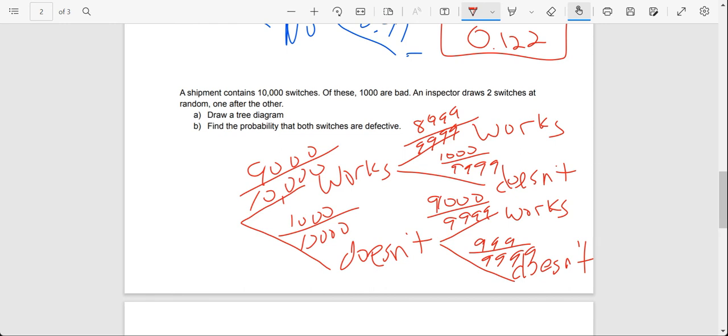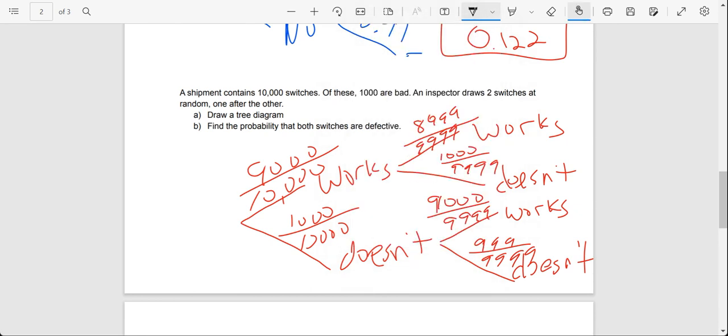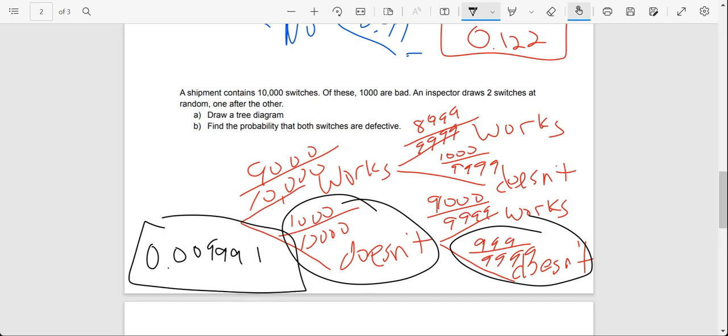So what's the probability that both switches are defective? That means we're right here. We use different colors so we can point it out. So that means it doesn't work, doesn't work. Both switches don't work. So it'd be the first fraction times the second fraction in order to get both defective, which will get you an answer of 0.009991.